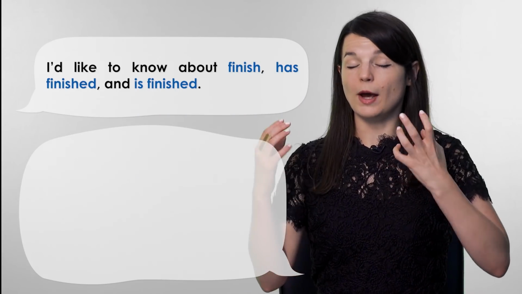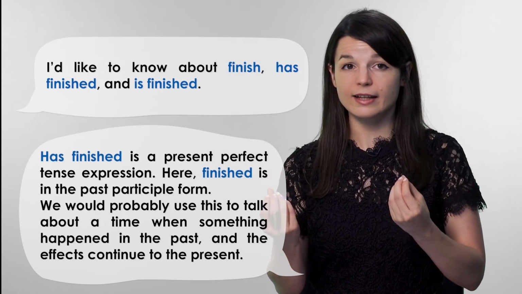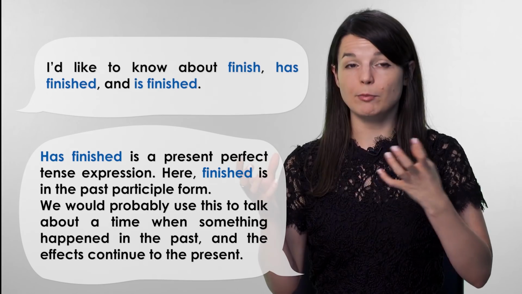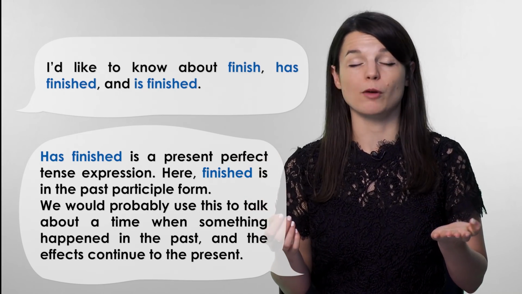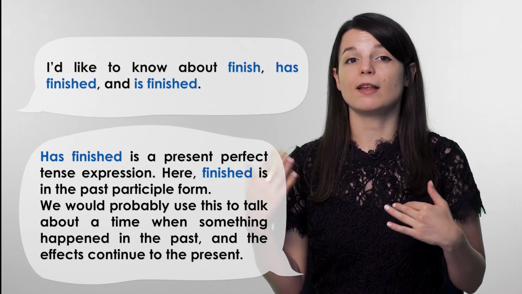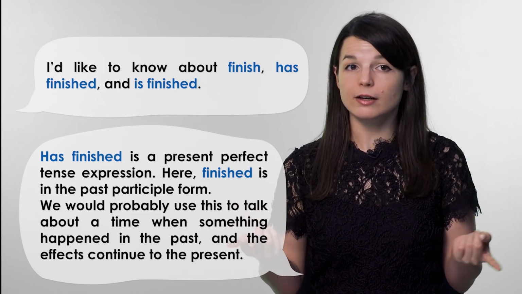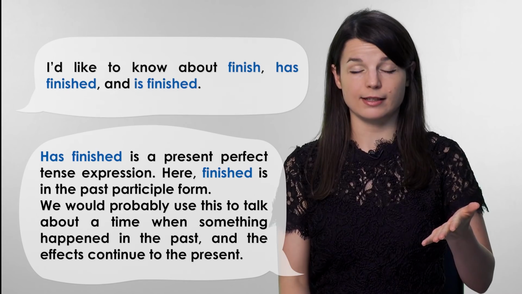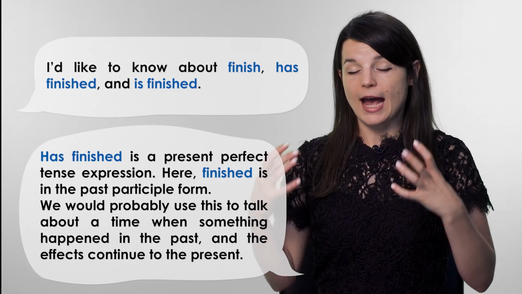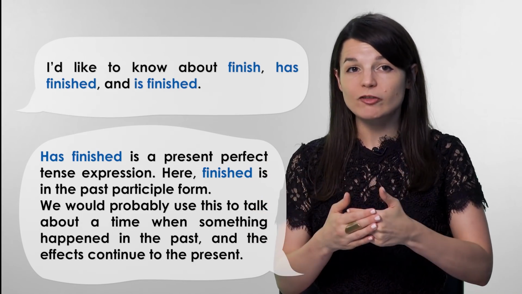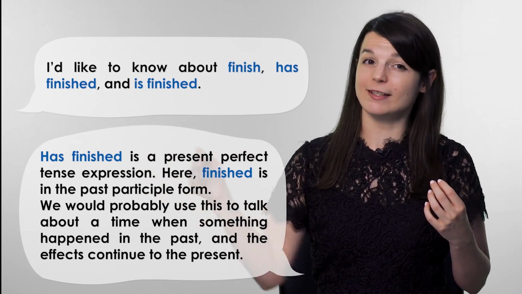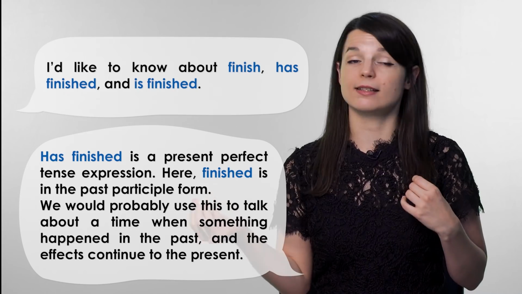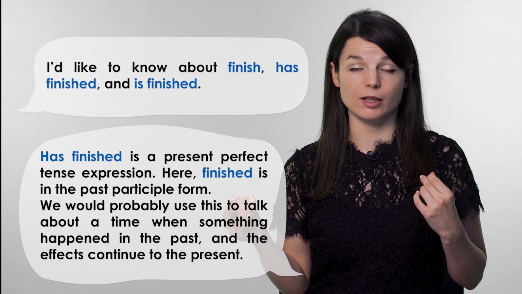Let's compare that to has finished. So has finished is using the present perfect form. So finished here is the past participle form of the verb finished. Something has finished. As I talked about in one of the other questions in today's episode, has finished would be the present perfect tense, meaning that something occurred in the past and the effects of that continue to the present. This is an example of an effect continuing to the present.